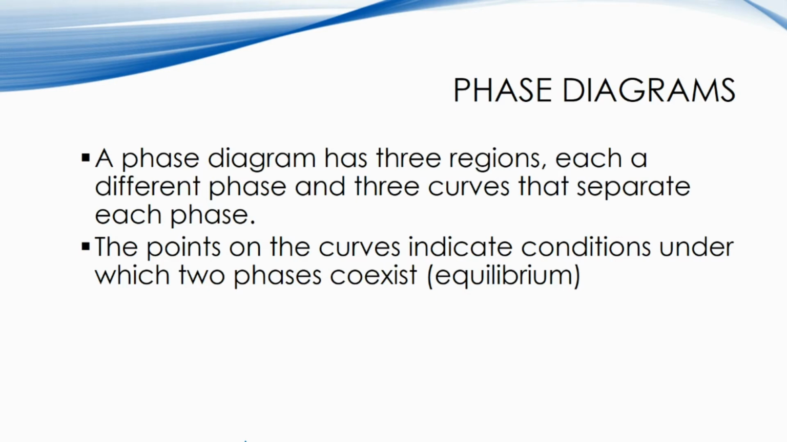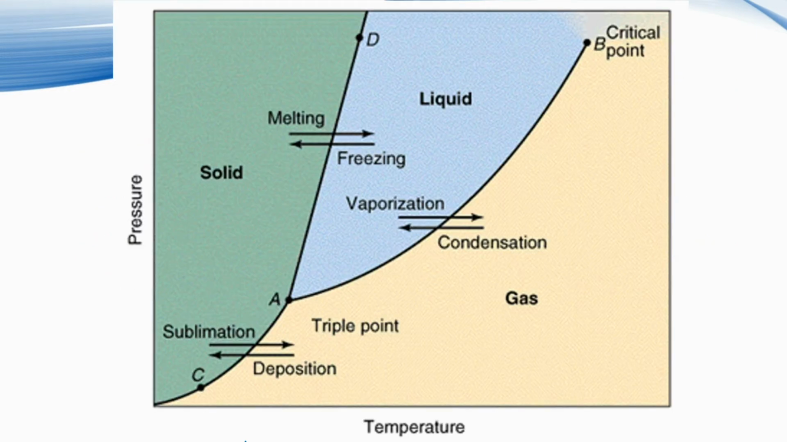Now, the points that are shown on the curves indicate the conditions under which two of those phases exist. And that'll make more sense once you actually look at the phase diagram. But just know that the curves on the phase diagram represent the equilibrium, so specifically the phase change. So here on screen, you have an example of a phase diagram.